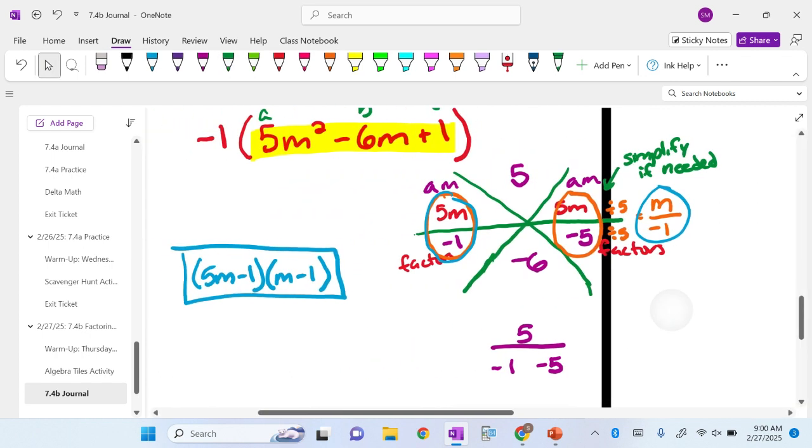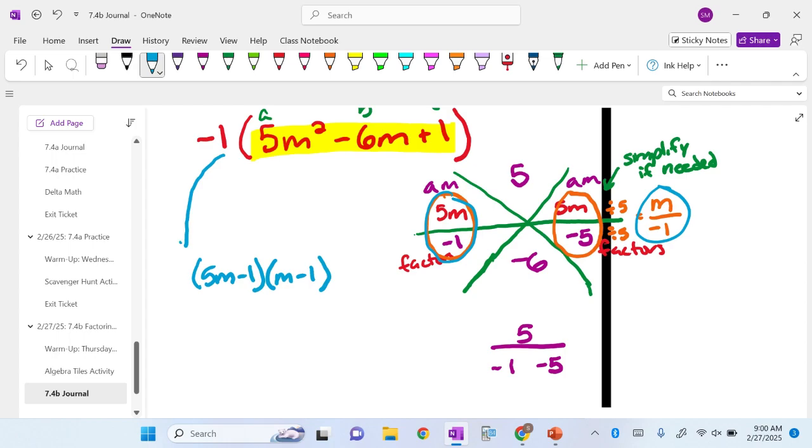All right. Oh, one more thing I forgot is if you ever take a GCF out, you always got to bring it down and put it in the front. So this is actually -1 times 5m minus 1 times m minus 1. Now it's factored. So you always bring down any GCF.